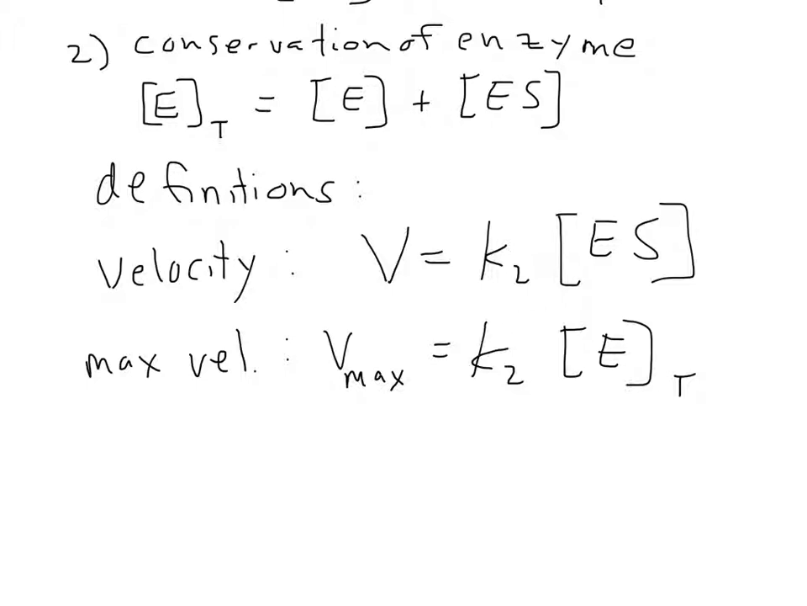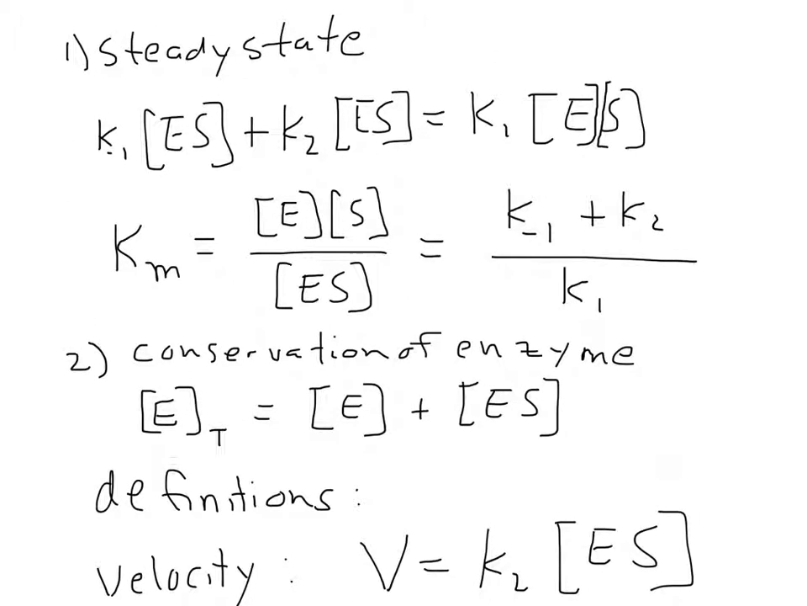Now to solve for the Michaelis-Menten rate equation, what I'm going to do is take this equation right here, which is essentially equivalent to the steady state approximation, and plug in for E what I have from equation 2 here. So the concentration of enzyme at any point in time will be the total minus the amount of complex. That will give me an equation which only contains the complex and the substrate, and also the constant Km.